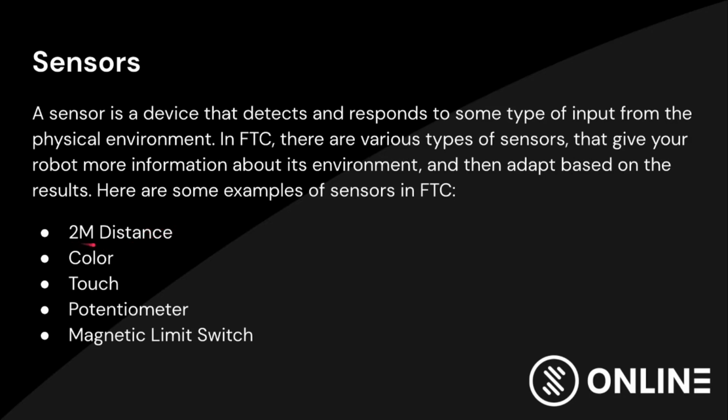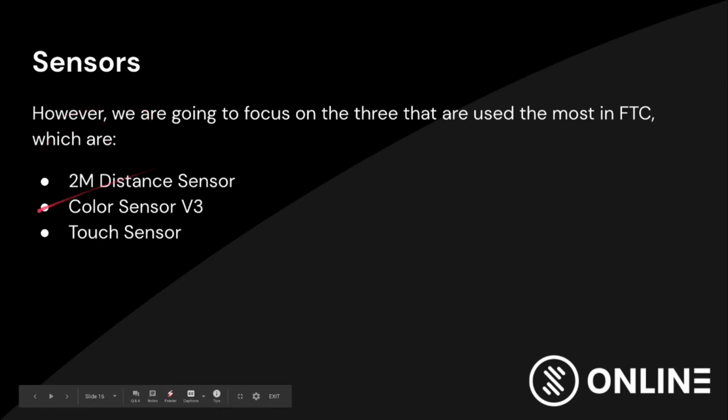So we're going to use the 2-meter distance sensor, there's a color sensor, a touch sensor, a potentiometer, and a magnetic limit. We're only going to focus on these 3 because they're the most commonly used, but we're going to show you how to find examples for the bottom 2. And like I said, these are the 3. So we're going to focus on the 2-meter distance sensor, the color sensor version 3, and then the touch sensor.